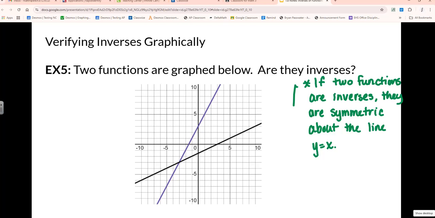What's symmetry mean? What does it mean if something has symmetry? That's a term that you learned way earlier, and it might show up in things like art class or other places as well. If something's symmetric, what does that mean?